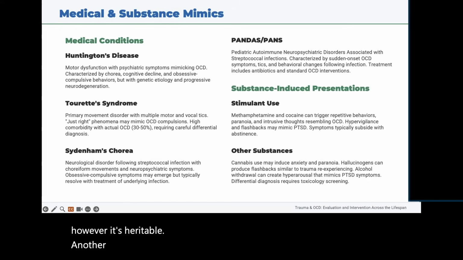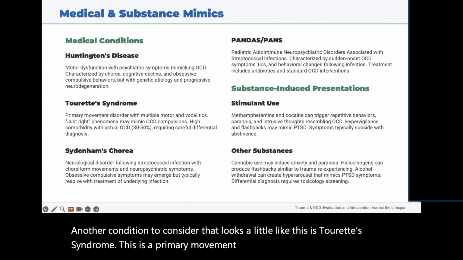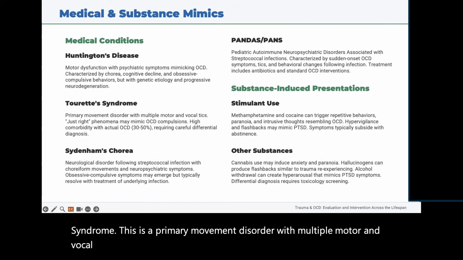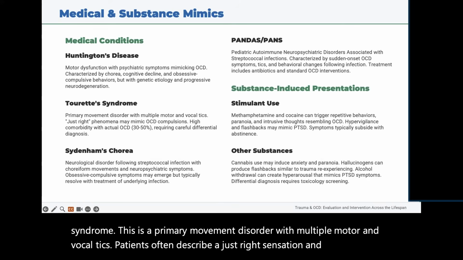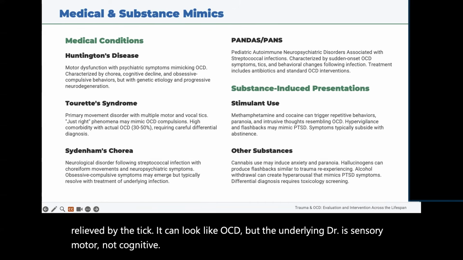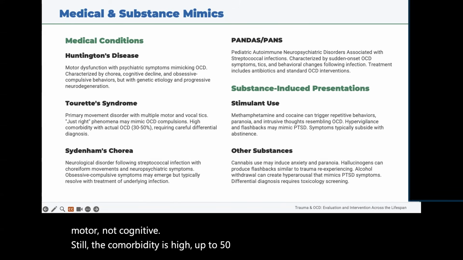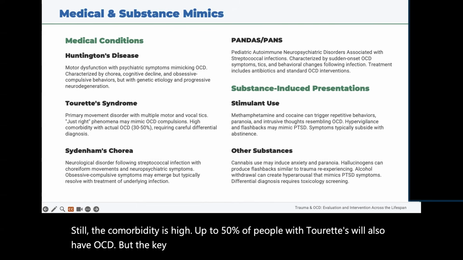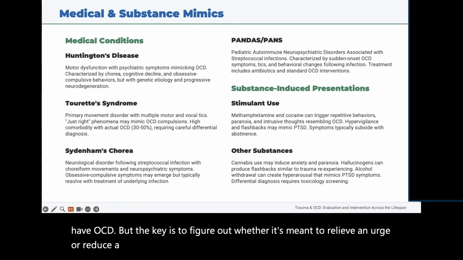Another condition to consider that looks a little like this is Tourette syndrome. This is a primary movement disorder with multiple motor and vocal tics. Patients often describe a "just right" sensation, an internal tension relieved by the tic. It can look like OCD, but the underlying drive is sensorimotor, not cognitive. Still, the comorbidity is high. Up to 50% of people with Tourette's will also have OCD, but the key is to figure out whether the behavior is meant to relieve an urge or reduce a fear. That's the distinction.